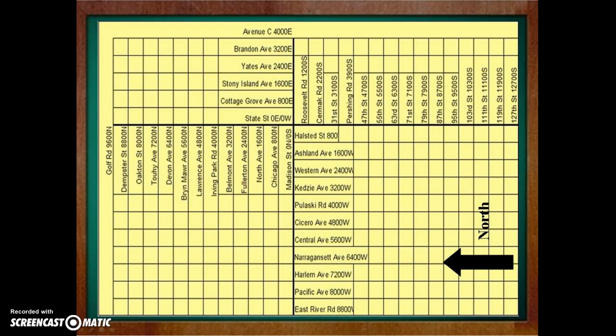Here you can see the grid, the way it's laid out. For example, you've got Madison Street, and then Chicago Avenue is 800 North. North Avenue is 1600 North. Fullerton is 2400 North. Belmont is 3200 North. If you do some math there, you'll see that each of those streets is 800 addresses apart from each other, which is 1 mile. That's also true for streets running in all the directions.